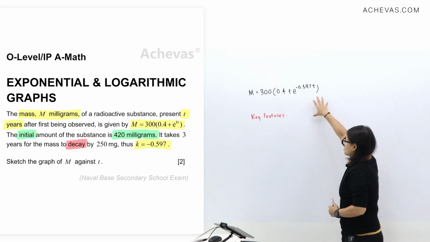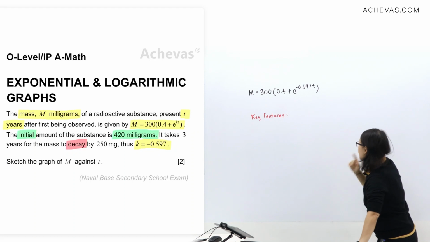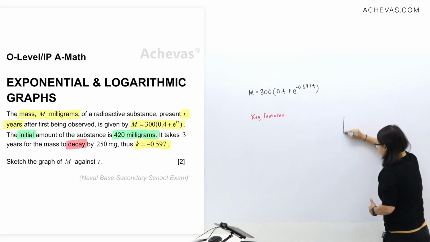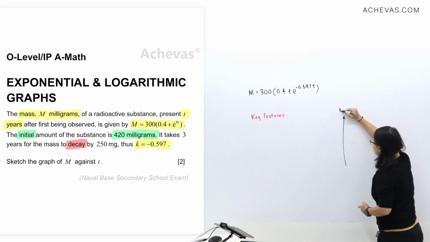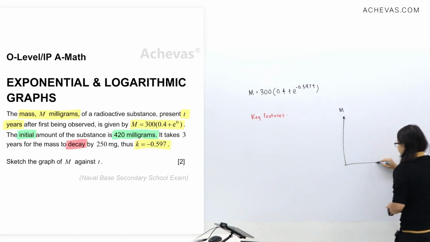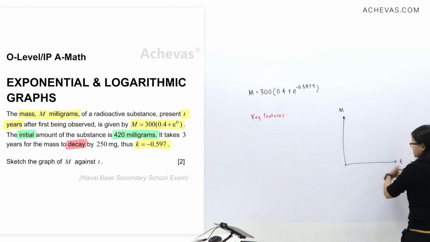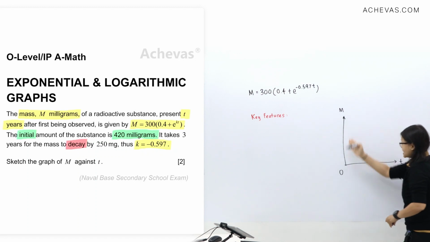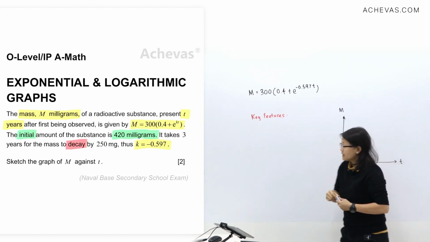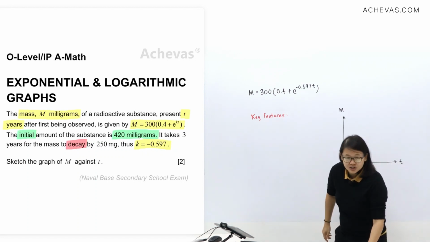Now let's take a look at this one here. We need to sketch a graph for m versus t. Let me just put a graph over here first. Because I know m is mass, it's going to be positive, and t is time, it's going to be positive as well. So I'm going to draw my axes this way. Alright, now let's take a look at the features of an exponential graph.